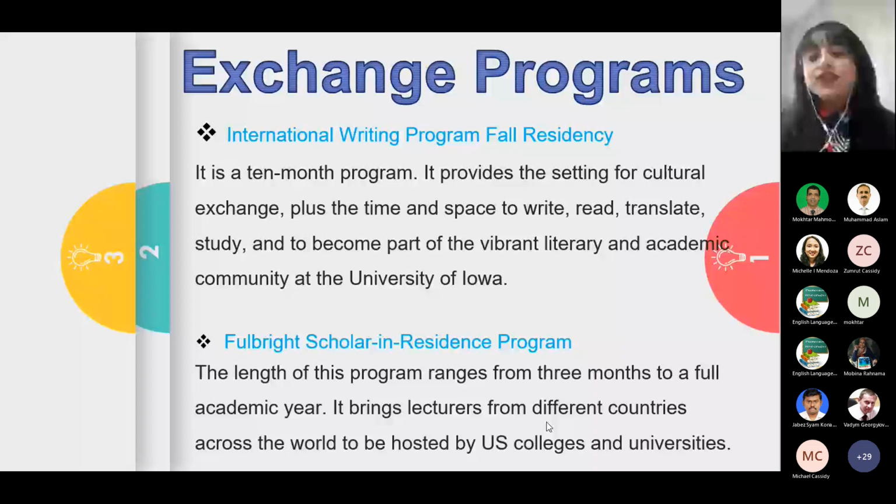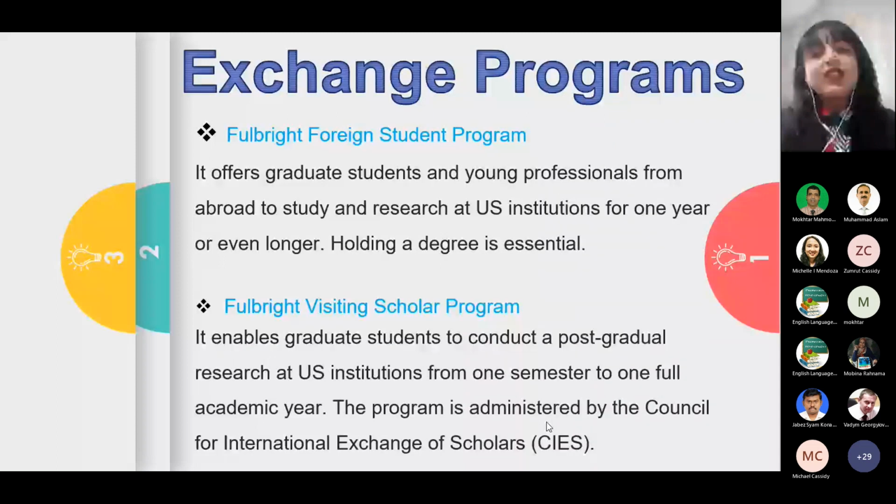And then we have the Fulbright Foreign Student Program. This offers graduate students and young professionals from abroad the chance to study and research at US institutions for 1 year or even longer, but holding a degree is essential here. Then we have the Fulbright Visiting Scholar Program, which is administered by the Council for International Exchange of Scholars.